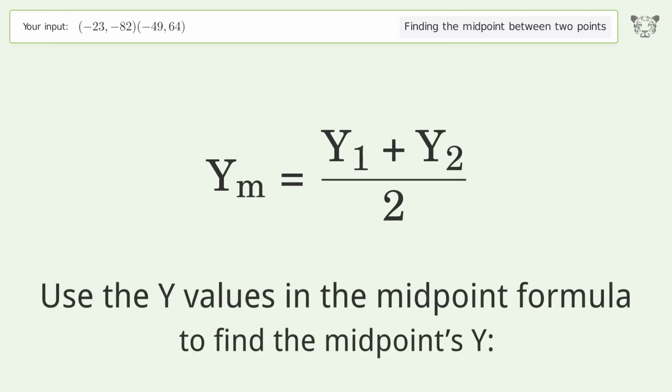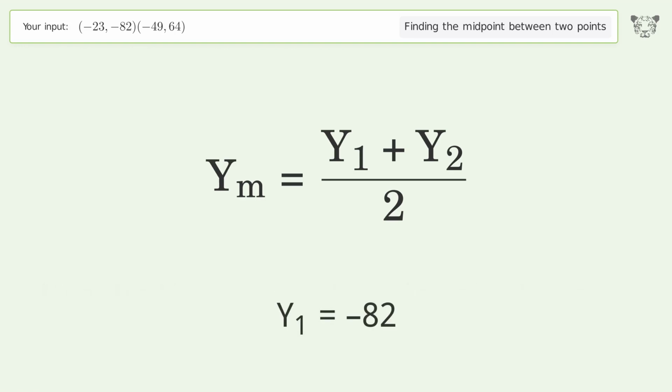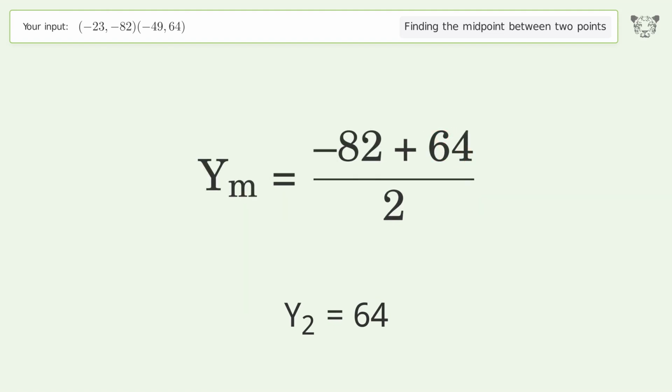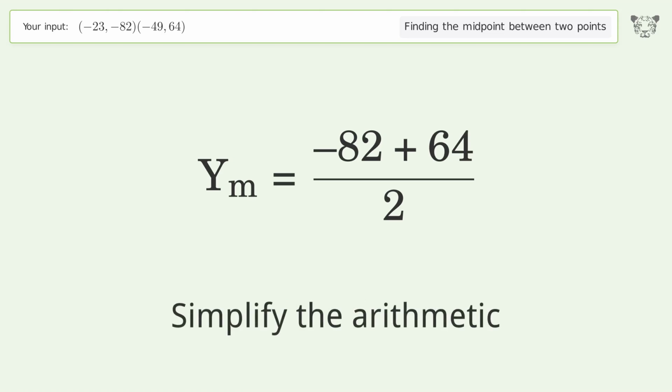Use the y values in the midpoint formula to find the midpoint's y. y1 equals -82. y2 equals 64. Simplify the arithmetic.